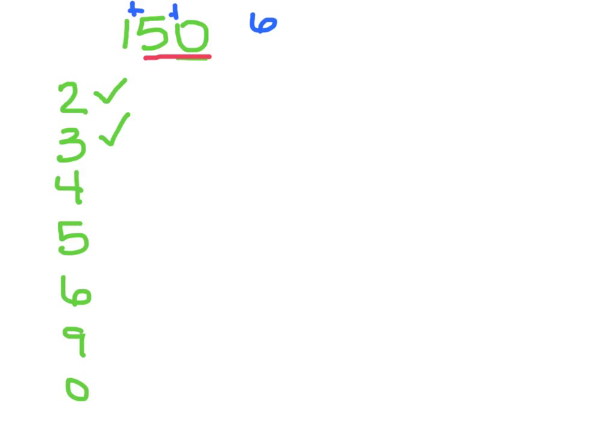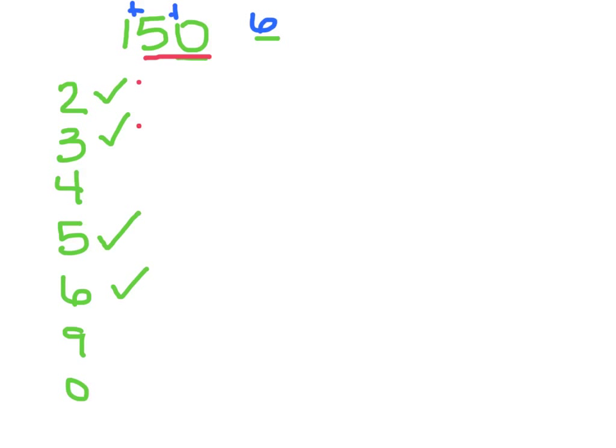For the number 5, you check to see if it ends in a 5 or a 0. It does, so this number is divisible by 5. For the number 6, you check to see if it's divisible by 2 and 3, and we already checked those. They were, so this number is divisible by 6. For the number 9, remember, all you do is add up your digits, which we've already done. We got 6. 6 is not divisible by 9, so this number is not divisible by 9.